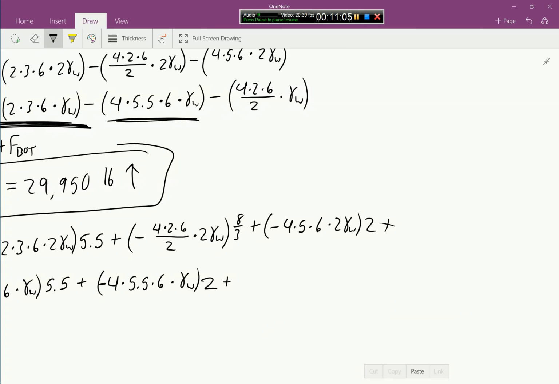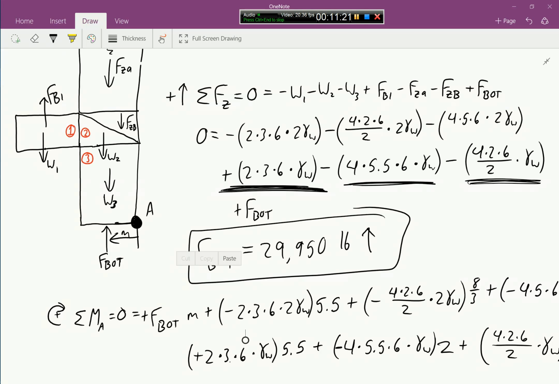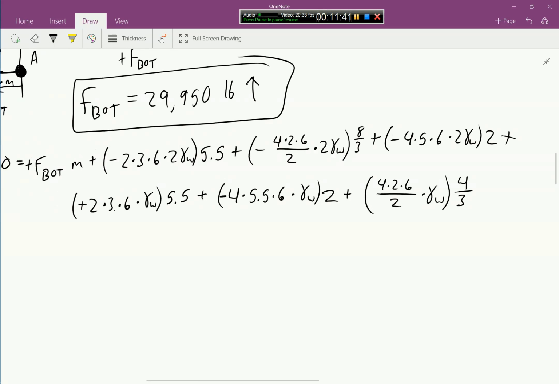Then we have FZB, which we found right here, which is 4 times 2 times 6 divided by 2 times gamma water, times its moment arm, which acts right about there, 1/3 from the base. So we have 4/3 instead of 8/3. So it's 1/3 instead of 2/3 of 4. And then that is it, I believe.